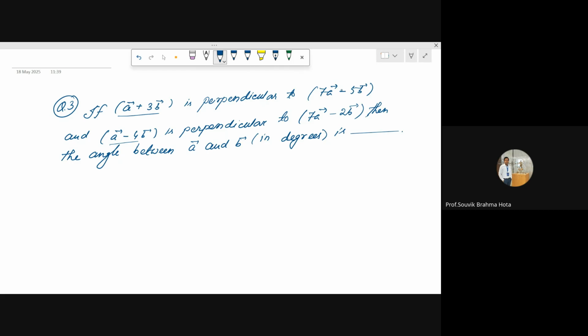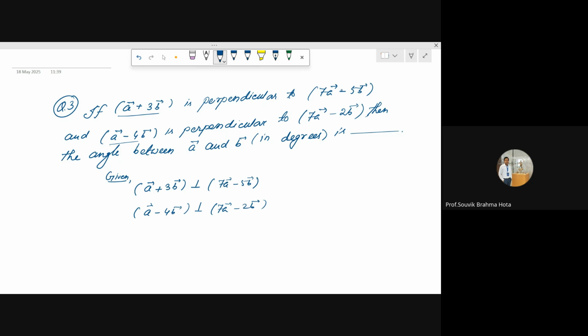So in the given problem, what we can write is: a plus 3b is perpendicular to 7a minus 5b, and a minus 4b is perpendicular to 7a minus 2b. These are the given conditions.